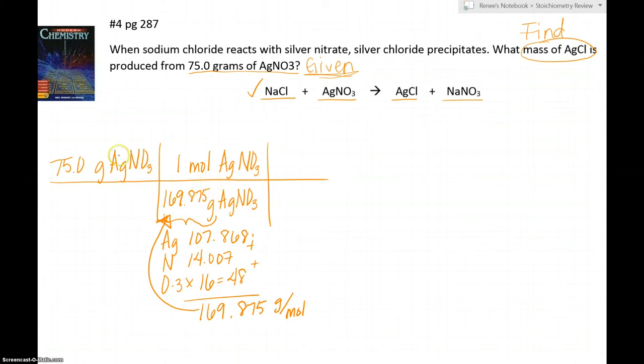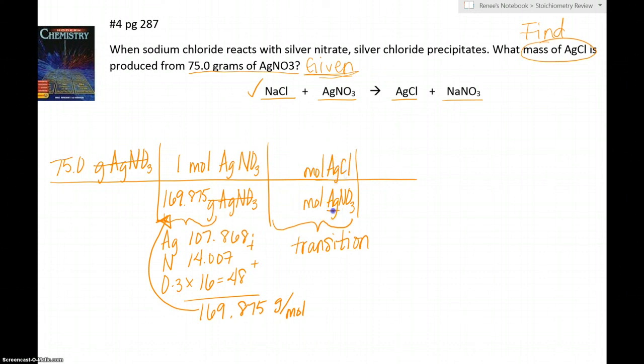Now that we have our grams of silver nitrate, they are canceled, which is good because we're trying to get to grams of silver chloride. Now we have moles of silver nitrate, so we need to put moles of silver nitrate on the bottom here so we can cancel them. And this is that transition stage. We are transitioning from the compound that was given to us, silver nitrate, to the compound that we are trying to find, silver chloride.